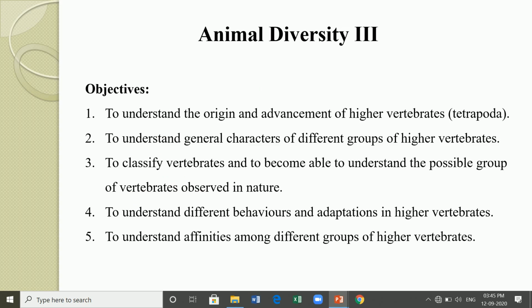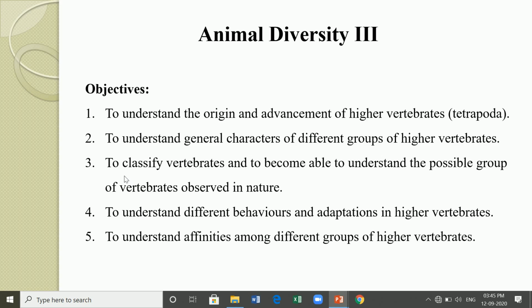So if you see the objectives of this subject, the objectives are as follows: to understand the origin and advancement of the higher vertebrates, that is tetrapoda; to understand the general character of different groups of higher vertebrates. Now in the FYBSc you have covered most of the invertebrate phyla, and at the SYBSc you are being introduced to the higher animals belonging to the vertebrates. So this objective is that you have to understand the general character of different higher vertebrate organisms.